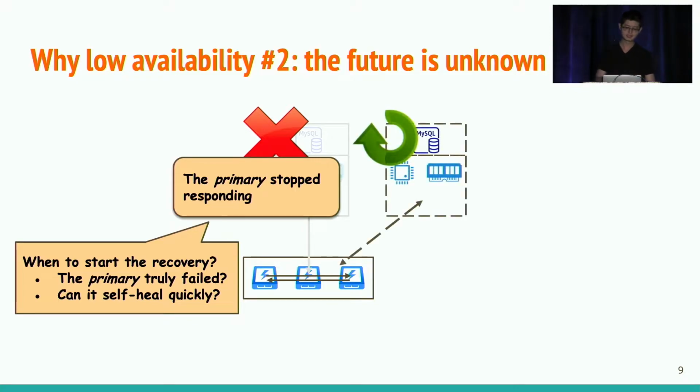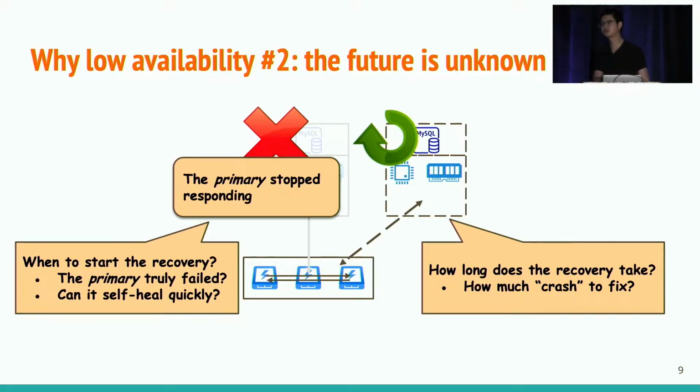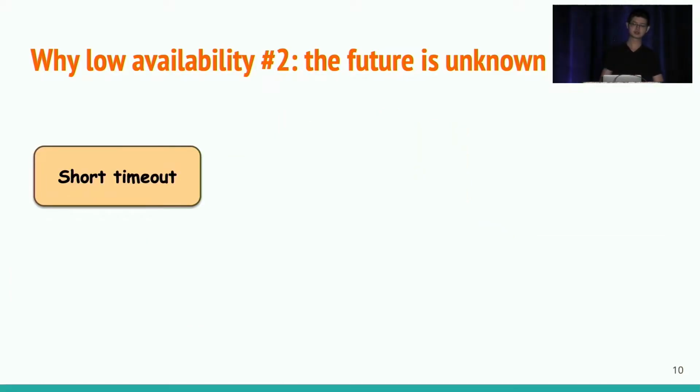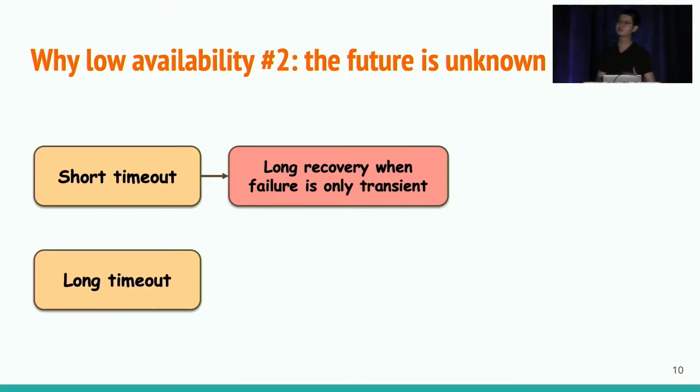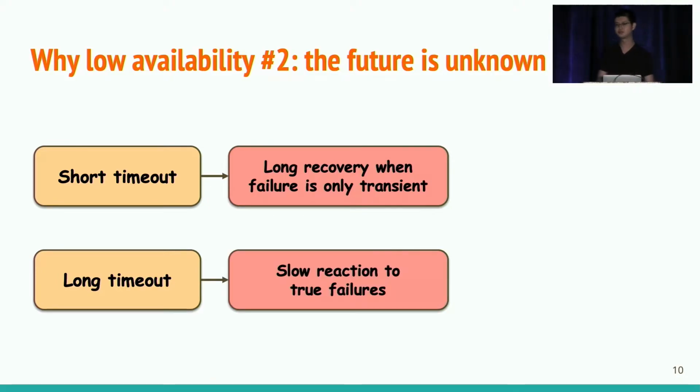On the backup side, if we decide to do a failover, the question is, how long does the recovery on the backup take? It could take just a couple of seconds or even several minutes, depending on the application state at the time of failure, which may require fixing corruptions and replaying transactions. So if we use a short timeout, we may commit to a long recovery when the failure on the primary is only transient, meaning that simply waiting for the primary to come back would be a lot faster. If we use a long timeout, then we effectively slow down the system's reaction to true failures.